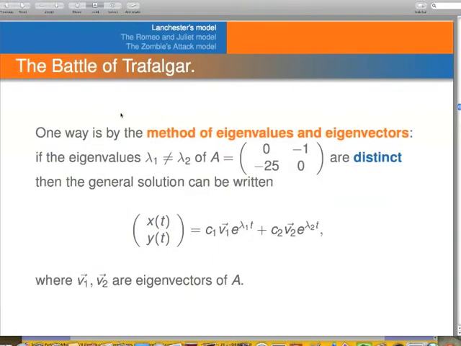We'll solve it using Sage and the method of eigenvalues and eigenvectors. So our matrix A is a matrix of coefficients here. We want to find the eigenvalues and eigenvectors of that. And once we know them, the eigenvalues are lambda 1 and lambda 2, and the corresponding eigenvectors are v1 and v2, then this is a solution, as long as the eigenvalues are distinct.